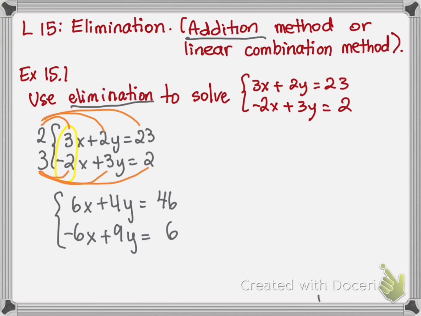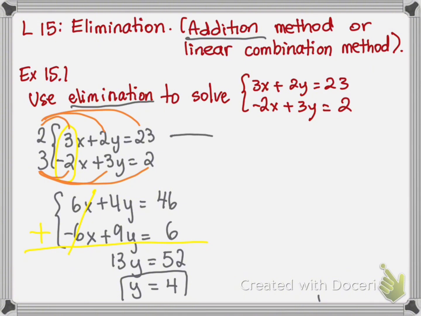Now notice that since I'm going to add, when I add these two, the first one is going to cancel. The -6 plus 6 is 0. So now we only add the y's, which is 13y, and this is 52. And then I divide 52 divided by 13, and the answer is 4. So we found the value of y.